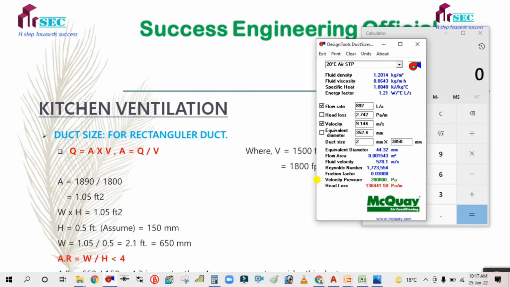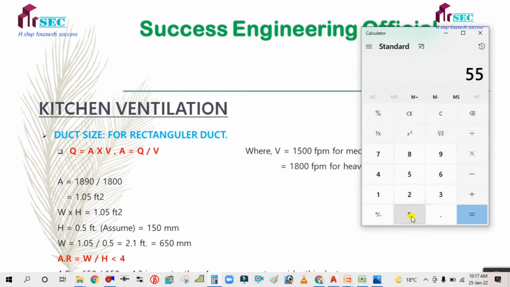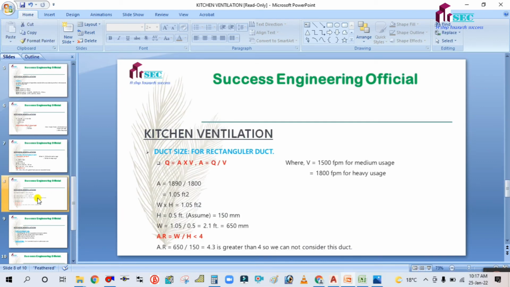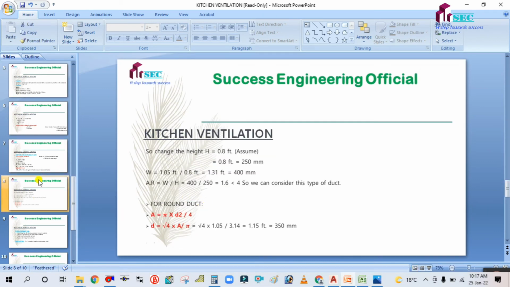For example, we are considering 200 height of the duct. Now again you get here 550 width. Now we have to check again the aspect ratio. So 550 divided by 200, 2.75 is in the range 4:1. Aspect ratio is always 4:1 to reduce the running cost of the project, frictional losses. Okay, so we are getting 2.75. That means you need to change your duct size here.